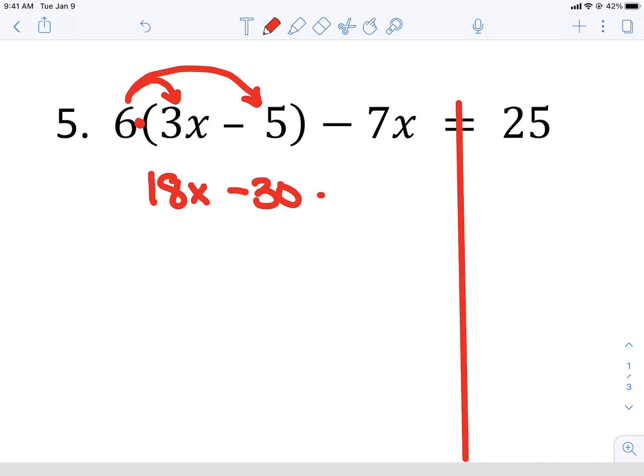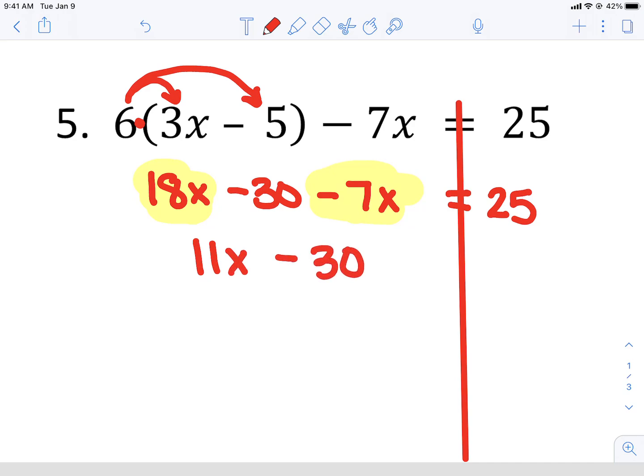The negative 7x is not in the parentheses, so I just drop it down, as well as the 25 on the other side. From here, I notice that I have some like terms. I have negative 7x and 18x, so I'm going to combine those. 18x minus 7x is 11x minus 30 is equal to 25.